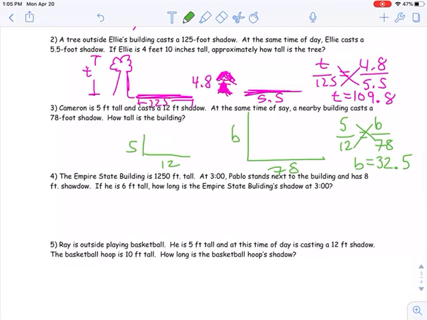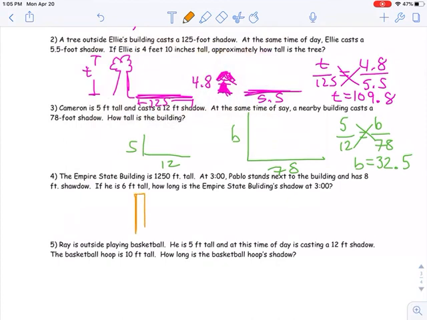The Empire State Building is 1,250 feet tall. At 3 o'clock, Pablo stands next to the building and has an 8-foot shadow. He is 6 feet tall. How long is the Empire State Building's shadow at 3 o'clock? Fun fact, I've never been to New York City. Doesn't really sound that fun to me.